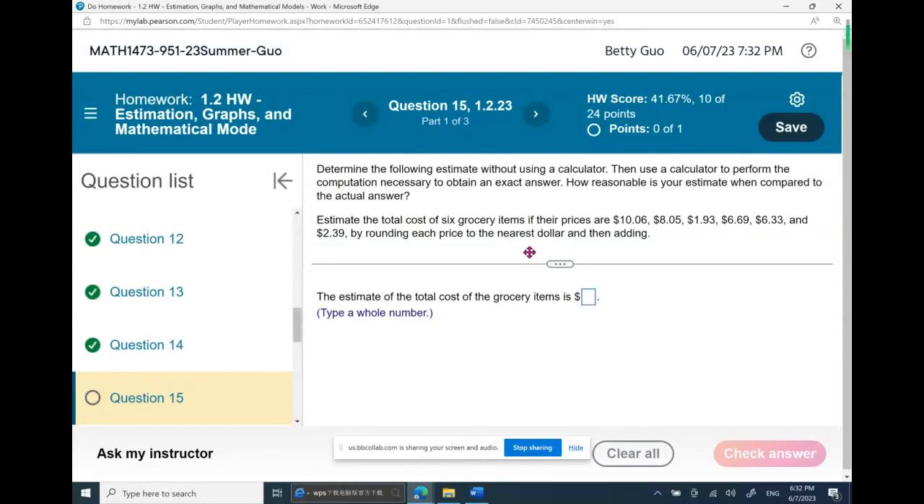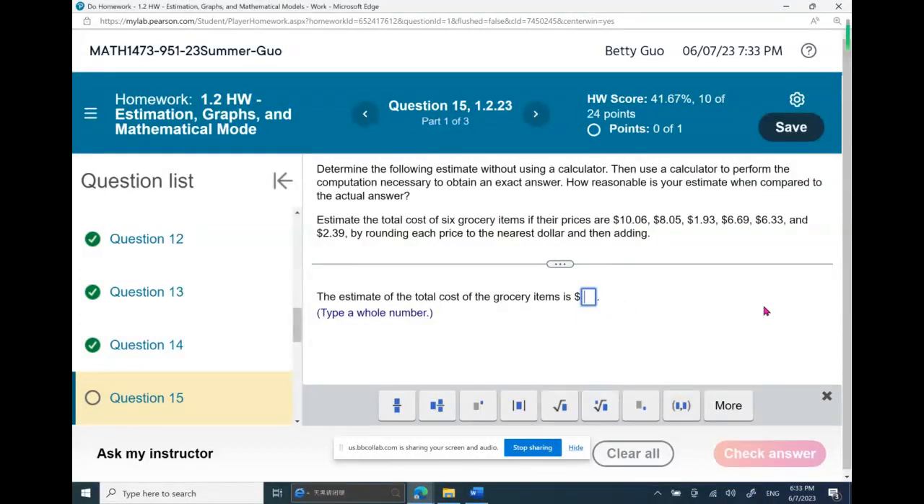Okay, so let's see question number 15. Determine the following estimate without using a calculator. Then use a calculator to perform the calculation necessary to obtain an exact answer. How reasonable? Okay. So estimate the total cost of 6 grocery items if their prices are given, by rounding each price to the nearest dollar and then adding. Okay, so let's do that. Let's try to do that in our head.